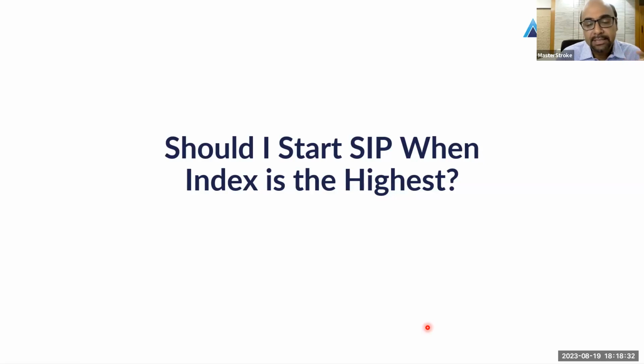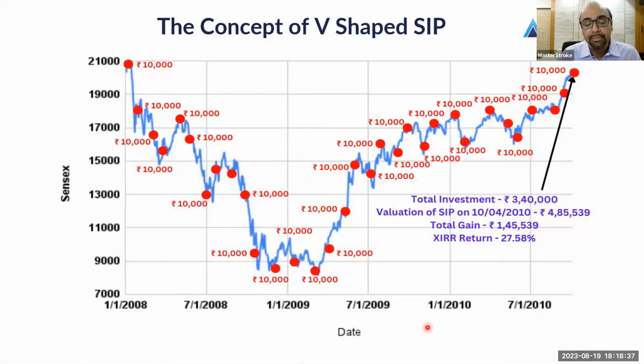And the second question people ask existing clients is, should I start SIP when the index is at the highest point? You should try to give some data points like this. V-shaped. This is a beautiful example. You just have to ask the client one thing: will the market in your lifetime go back to 65,000 after falling? Right now the market is 65,000. Ask them one question: after 2 years, 3 years, 4 years, 5 years, will the index fall to 50,000, 55,000, 60,000 and then go up to 65,000? They will definitely say yes. Then tell them that any SIP you are doing for the next 3 years will become profitable. This is called a V-shaped SIP.